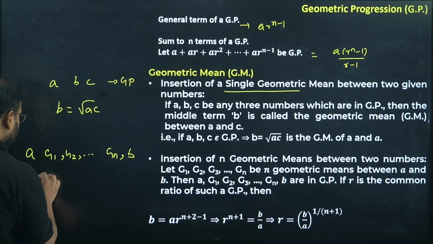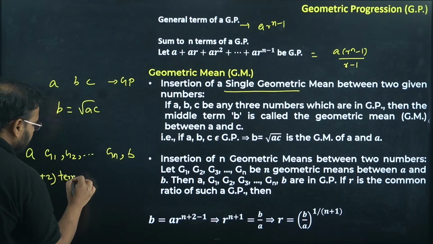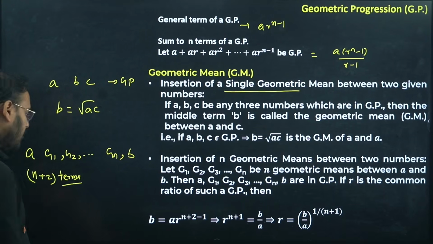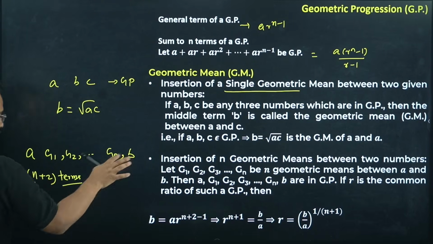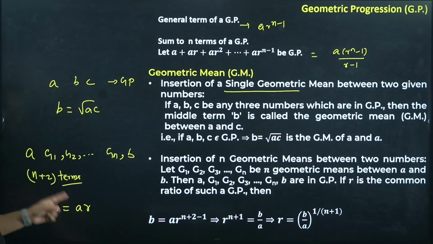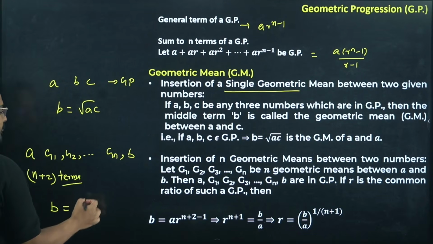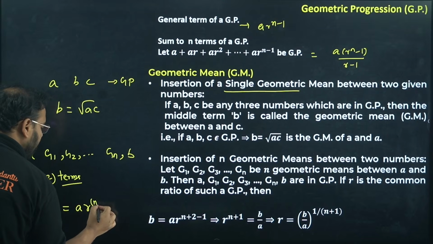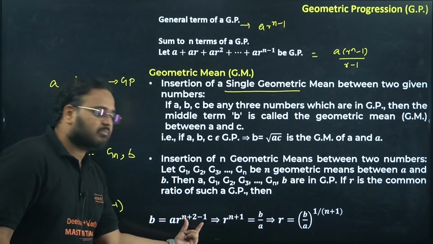N plus 2 terms. So if I have n plus 2 terms, can I write the last term from here? Of course I can, sir. B equals the last term, so B equals A times the common ratio. The first term is A itself, and the common ratio R to the power, we had what? N minus 1. In this case N is n plus 2, so we write n plus 2 minus 1. You can see the same thing written here.